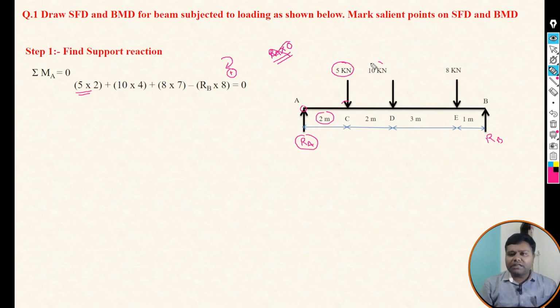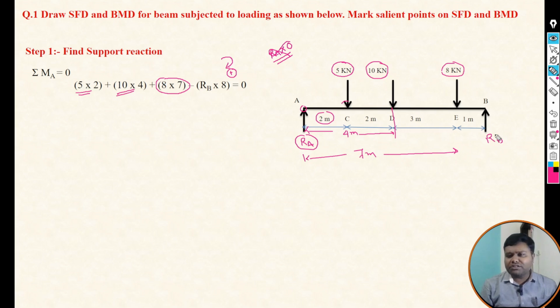Okay, then after that take the moment of 10 kilonewton, and force 10 has a distance from A point of 4 meter. Why are we taking the distance from A? Because we are taking moment at A point, so 10 into 4, and similarly here we can see 8 into, means this 8 kilonewton force into perpendicular distance 7 meter. Okay, so likewise you can calculate the moment.